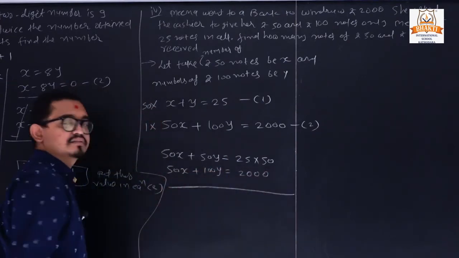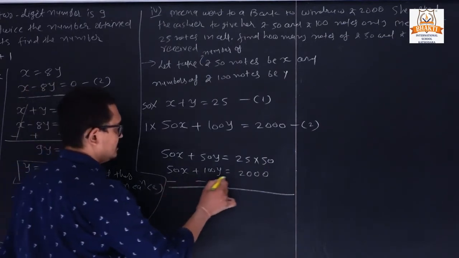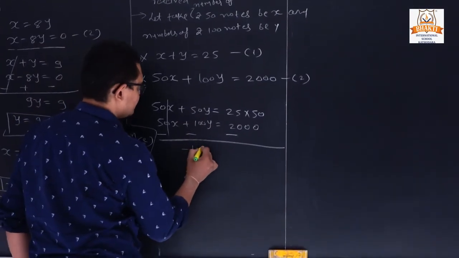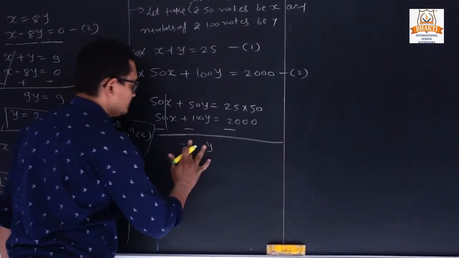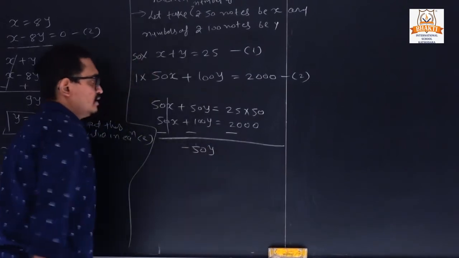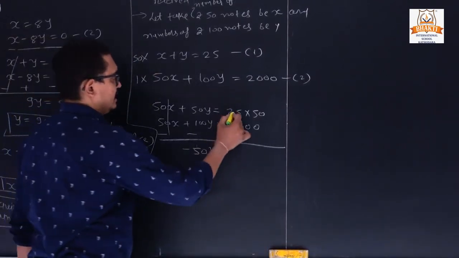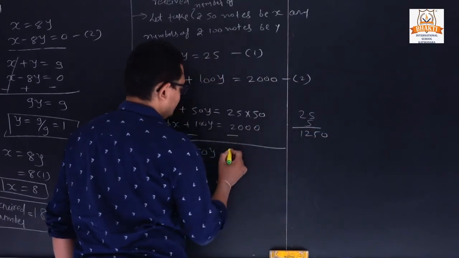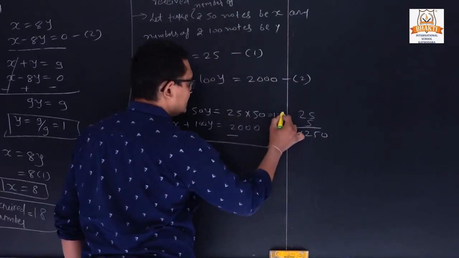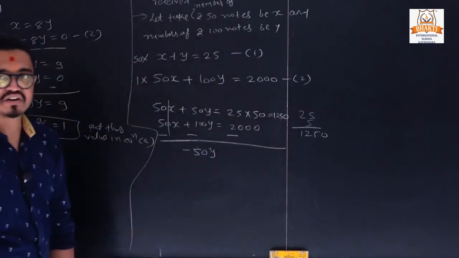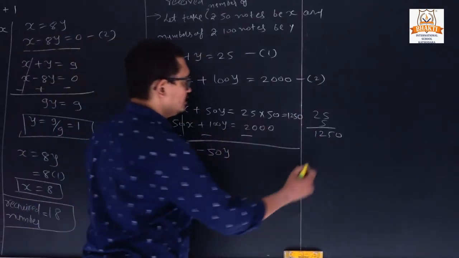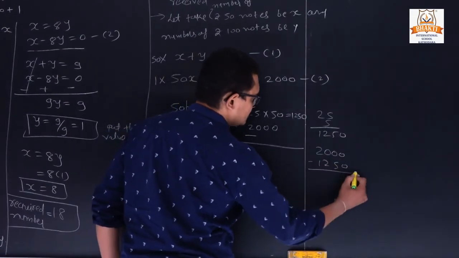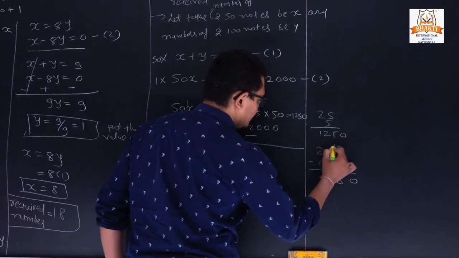Now simplify this. Minus, minus, so these both are cut. 50 minus 100, so it is minus 50y. Clear? Next, 25 fives we can simplify: 125, so it is 1250. Now subtract 1250 from 2000, so we can get the answer.